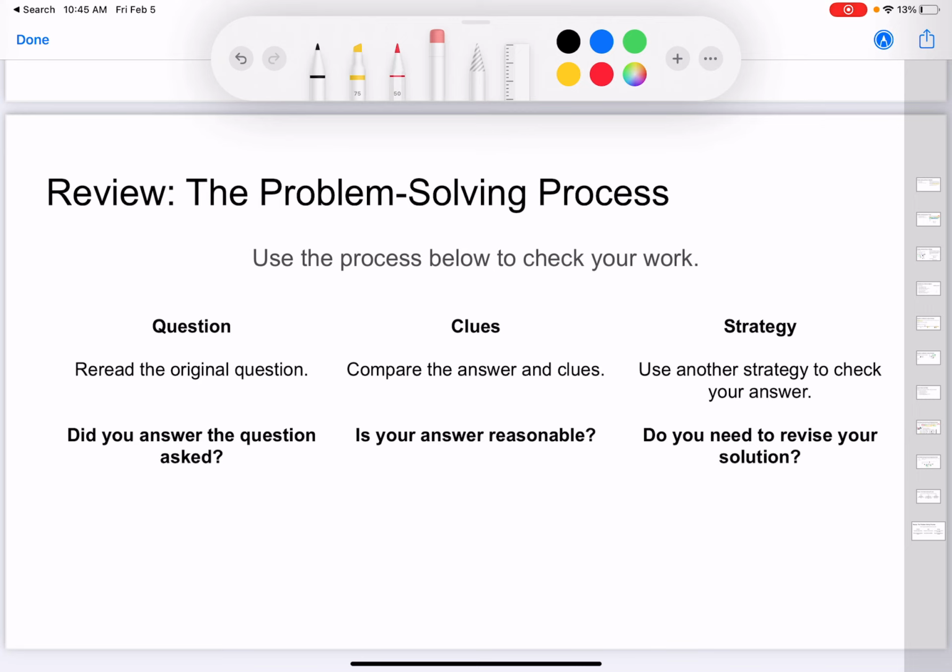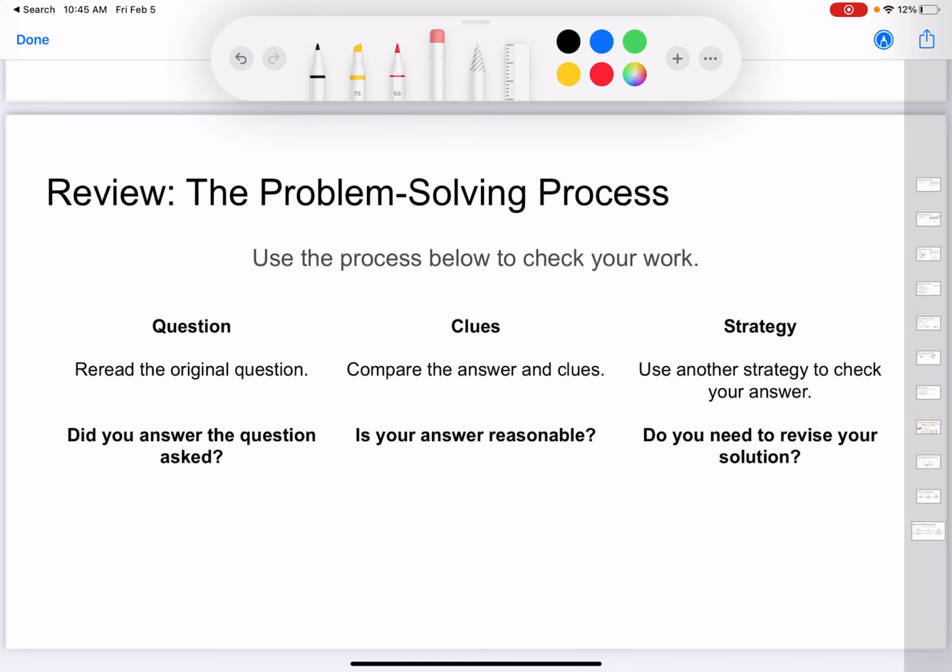So the first thing we're going to do is reread the question. We're going to ask ourselves, did I answer the question that needed to be answered? Then I'm going to look for the clues. I'm going to compare the answers and the clues. Is our answer reasonable? And then finally, the last thing I want to do is use another strategy to check my answer. So that's whether by plugging in what I solved for and seeing if those two equal each other, or going about using a different strategy. Either way, what I want to see is, do I need to revise my solution? Do I need to do something again because something didn't end up matching up? So is my solution plausible?